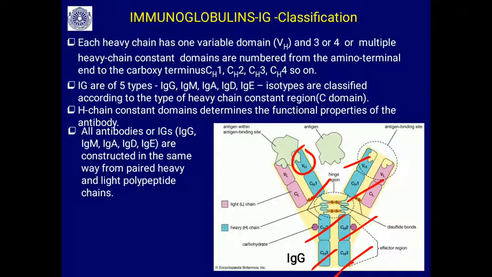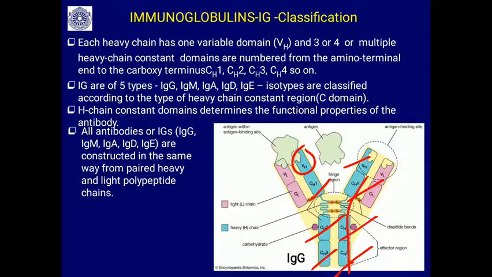These are isotypes. These immunoglobulin isotypes are classified based on the type of heavy chain constant region, the C domain. Depending on this C domain structure, they are classified into IgG, IgM, IgA, IgD and IgE. So the heavy chain constant domains determine the functional properties of the antibody. The functional specificity of these different immunoglobulins is because of these heavy chain constant domains.